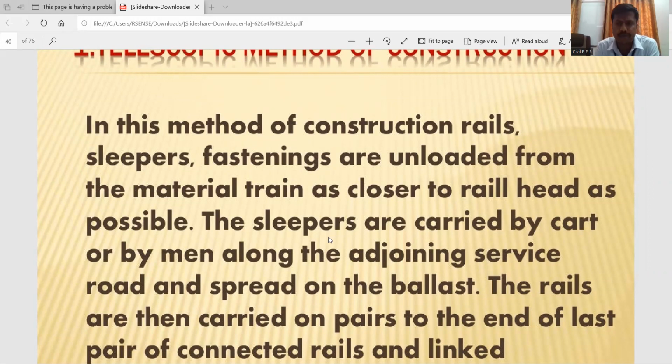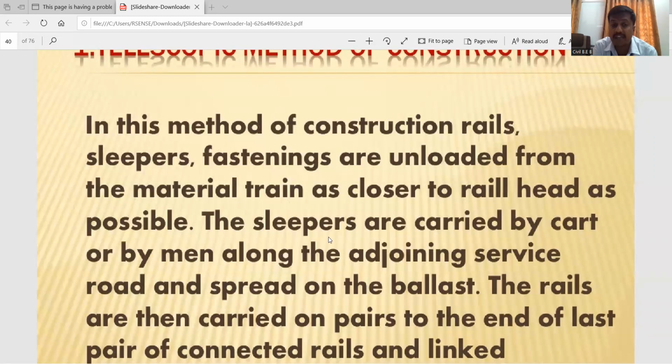please listen very carefully, it is a very simple part to understand. When you are going to lay down a new track, at the time of laying it, you have to carry the sleepers, the fasteners, and the rails, correct? It is heavyweight material you have to carry. So how are you going to carry it? You can carry that material through a train, and you can take that train very close to the track where you want to mount it.